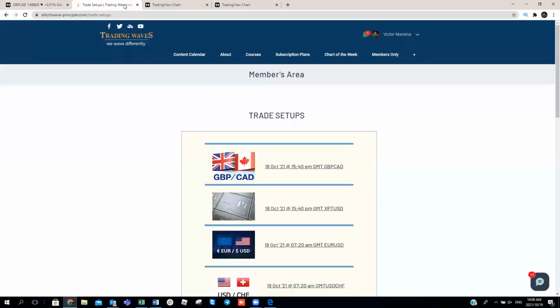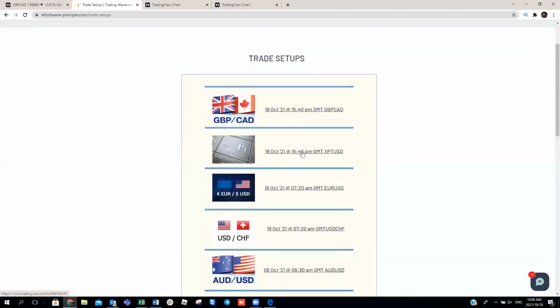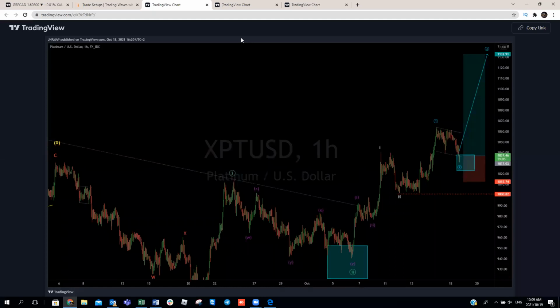Right, so the rest of the setups, this is a new one on Platinum. Let's have a look at Platinum here. We're looking for Platinum to continue to the upside. If you remember Platinum, we've had a trade setup from the blue box. We're just looking for this to continue to the upside here. So we've got a pullback here, another one, another blue box entry. So this is what we do.